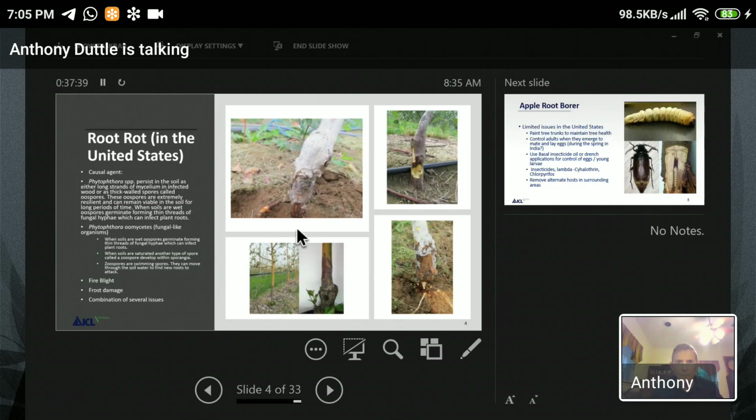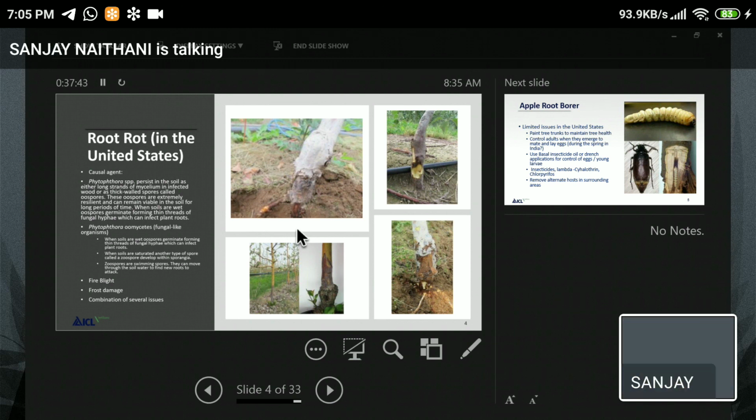Sure. Okay, and this is your root rot? Yeah, root rot. So I'll begin with the one with frost injury. Okay, this one is the frost injury.